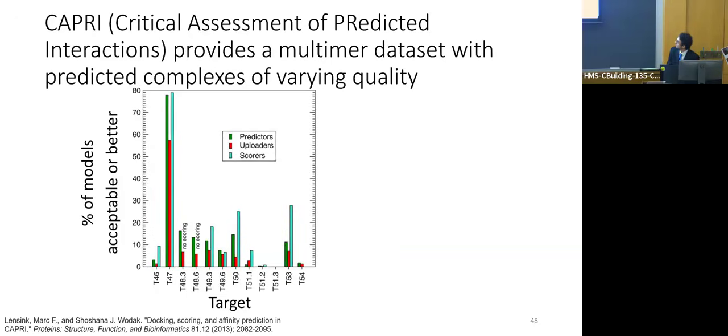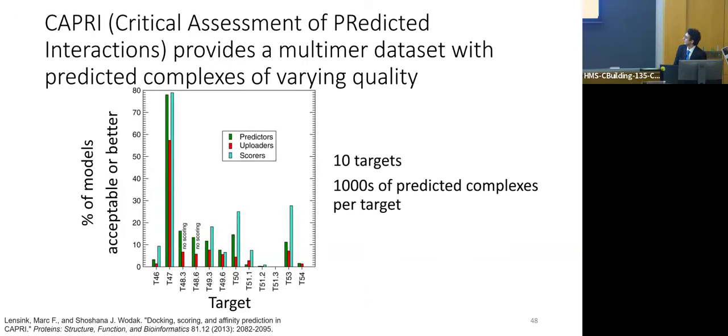Some of those predictions are good. Here, they're plotting the percent of models that are acceptable or better. And so some targets are easier than others. But just generally for each target, there are 10 in the data set, and there are tens of thousands of predicted complexes, and some of them are going to be acceptable, and others are not. And the question is, can RLA identify the acceptable ones?